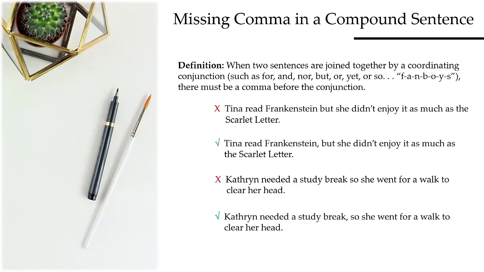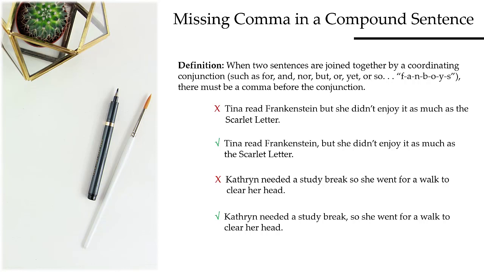This error, missing comma in a compound sentence, is where we don't have a comma, but we do need one. If you remember before, I talked about conjunctions. When two sentences are joined together by a coordinating conjunction, such as for, and, nor, but, or, yet, or so, which makes the acronym FANBOYS, there must be a comma before the conjunction. To join two complete thoughts, again, you need a comma and a conjunction. You can't use just a comma, and you can't use just a conjunction.